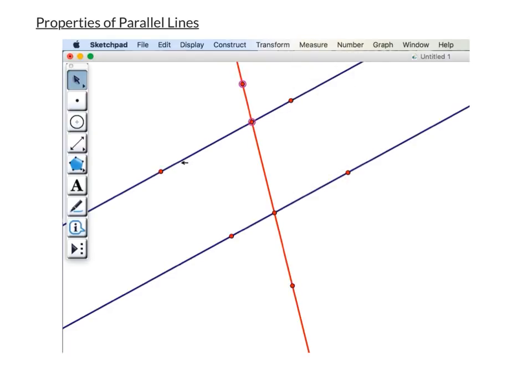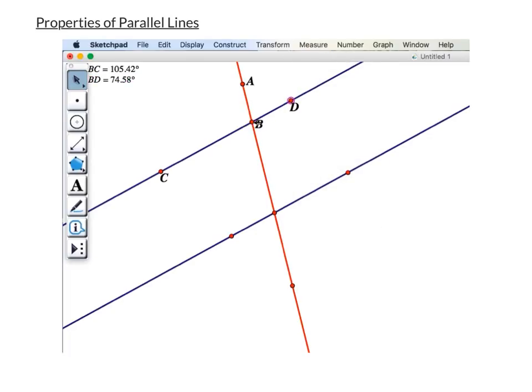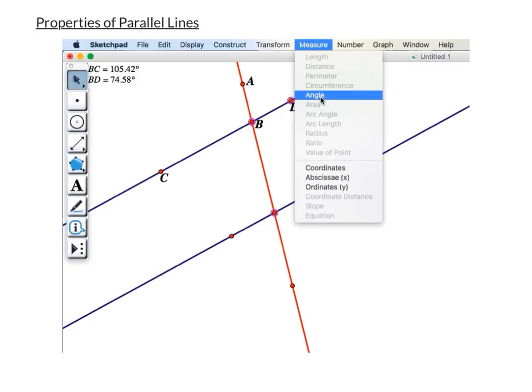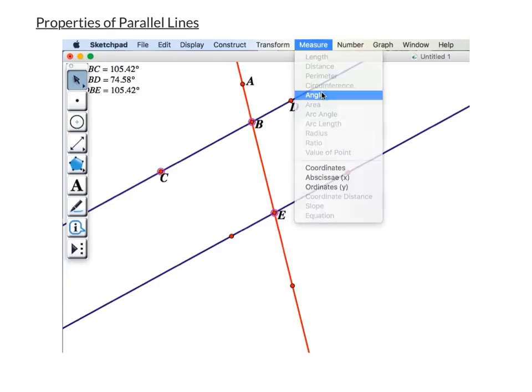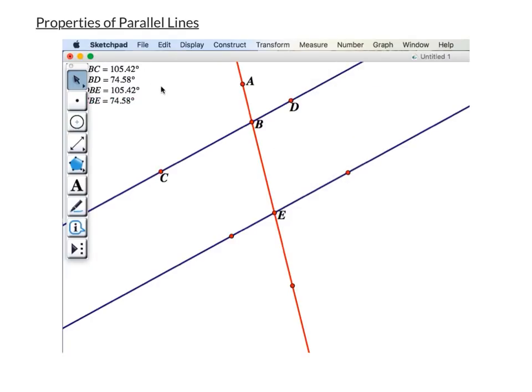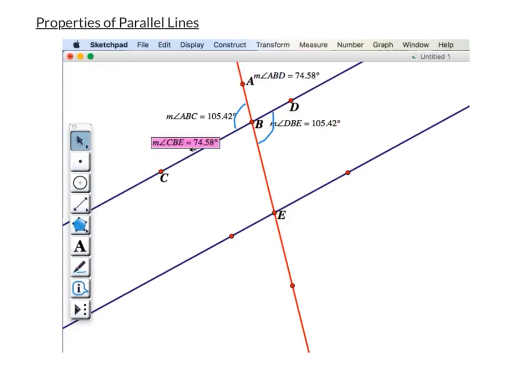So this angle will be, the measure is 105.42, and the adjacent angle, okay, let's just first find out all the measures of the angles. CBE, and you can see that angle ABC is congruent to angle DBE. So these two angles are congruent here, and this angle here, these two angles are congruent.